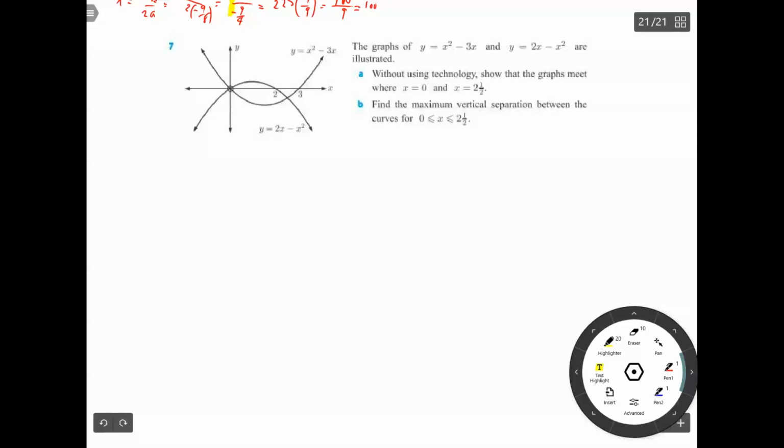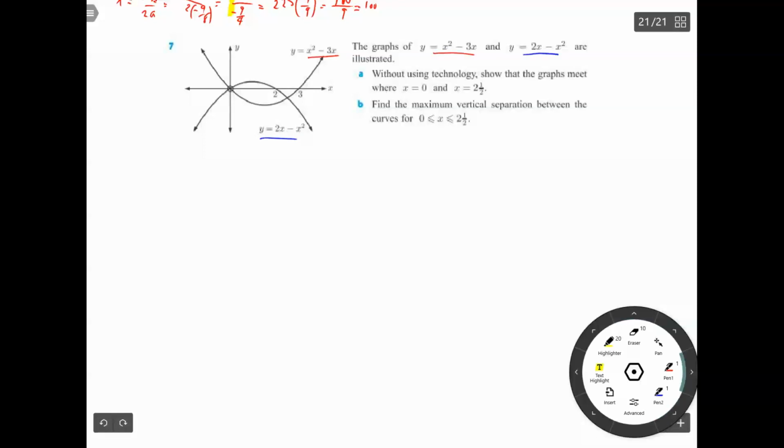So this one is 2x minus x squared. Makes sense because it's got a negative x squared, so it's an upside down parabola. And this one is x squared minus 3x. Actually, what I'm going to do is code these in colors. So that one's going to be red, and this one's going to be blue. All right, so this one's going to be blue. This one's going to be red.